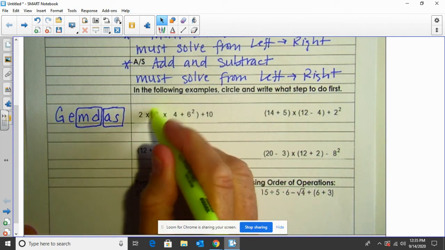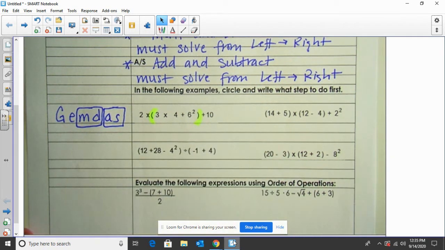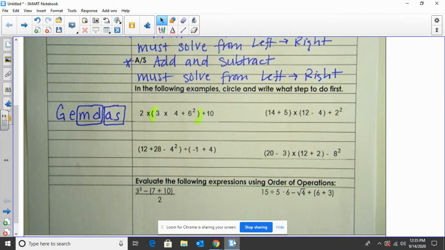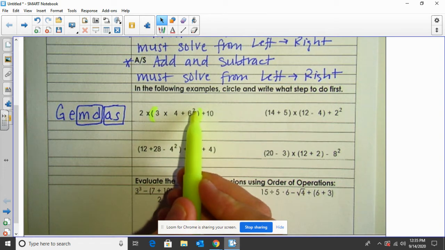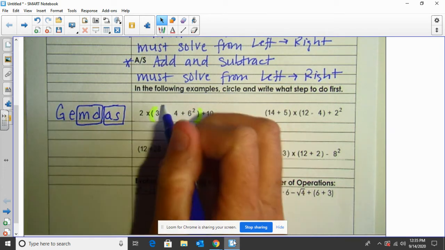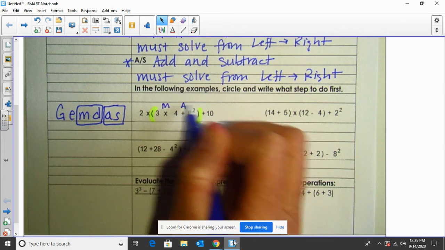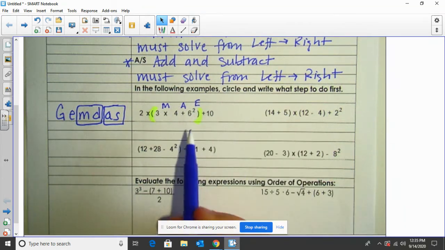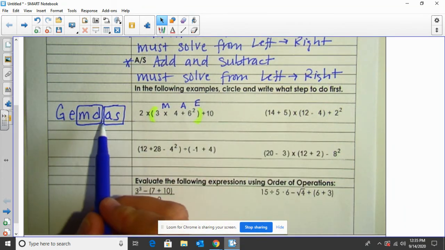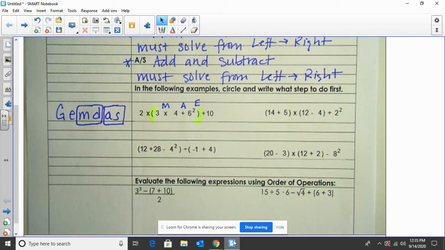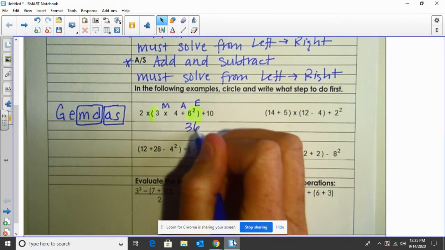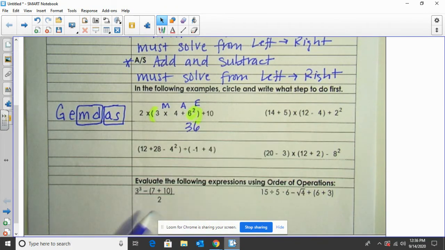All right, so I'm going to grab my highlighter and I'm going to look through G for grouping symbols. I do see some grouping symbols right here, but the trouble is I have a lot of things going on inside that grouping symbol. So I have multiply, I have add, and I have exponents. So because I have to look for multiply, add, and exponents, I'm going to check for those letters over here. I see exponents. So that's what I have to do first. So in this situation, I'm going to do my exponent first. 6 squared is 36.